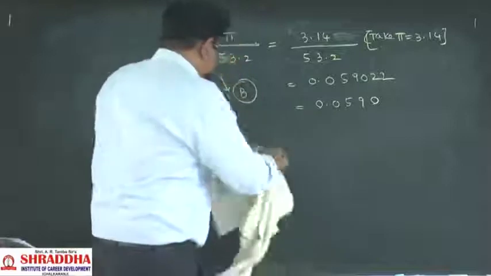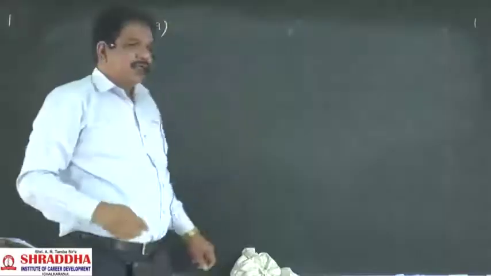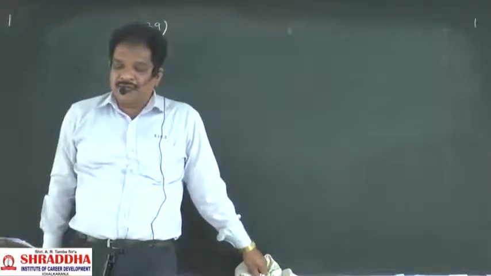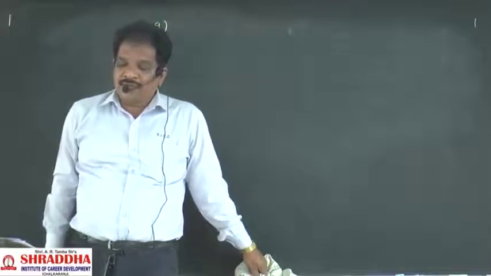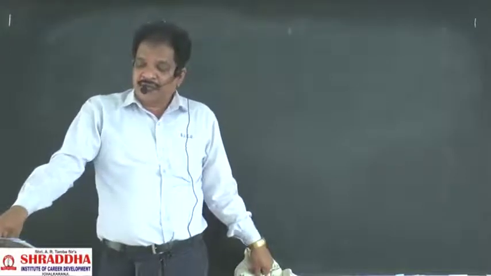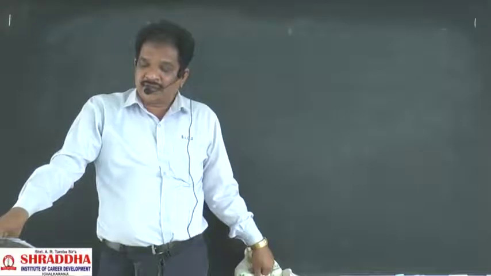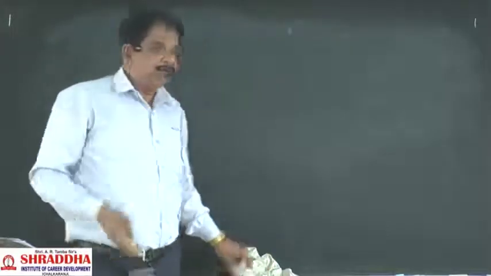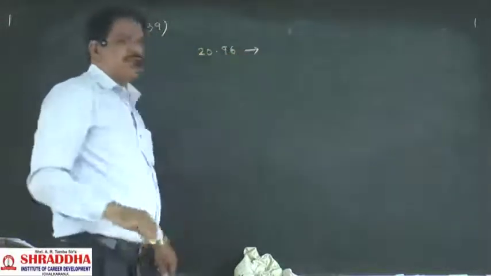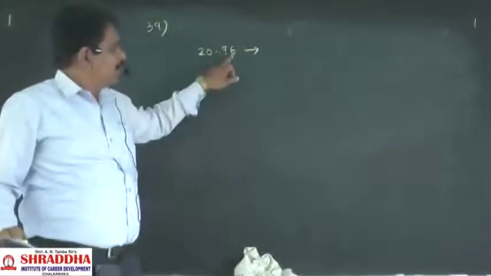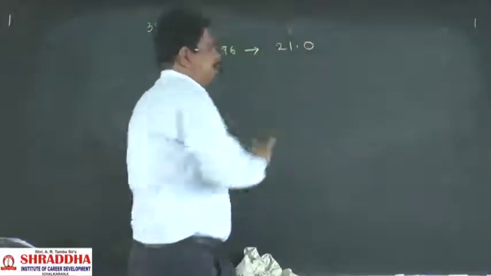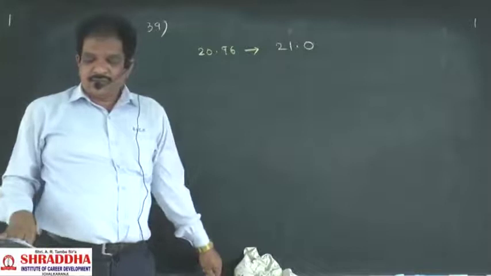Next, 39. What are they asking, see. By rounding off 20.96 and 0.0303125 to 3 significant figures, we will get what, that is the answer. So 20.96 will have 4 significant figures. Discard this 6, it becomes 10, so it becomes 21.0. Okay, that is the first one.